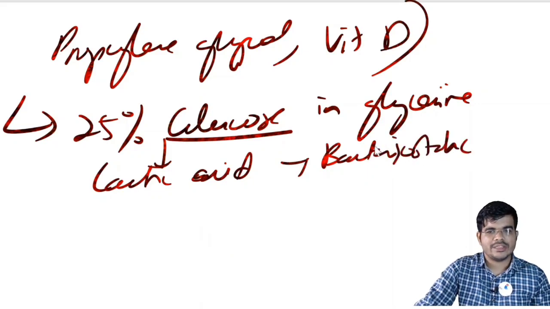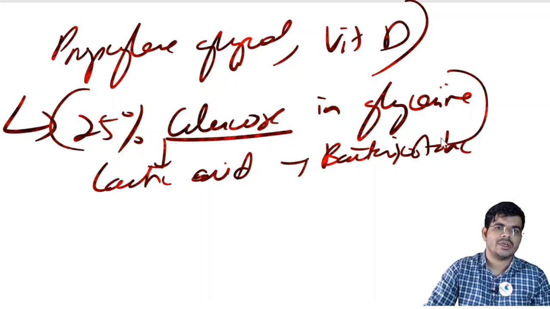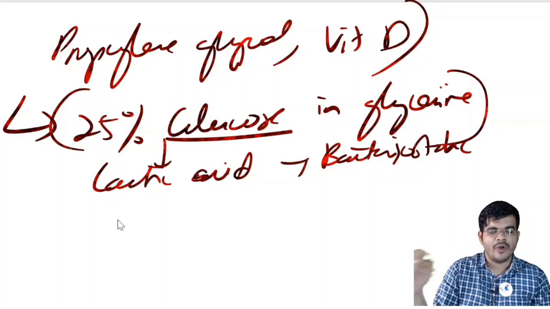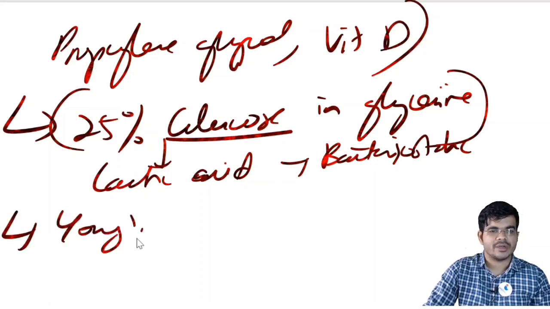So that is the importance of 25% glucose in glycerin. That is another solution that is used in the treatment of atrophic rhinitis. And apart from that, what else can be used? You can do surgery, the Young's operation.